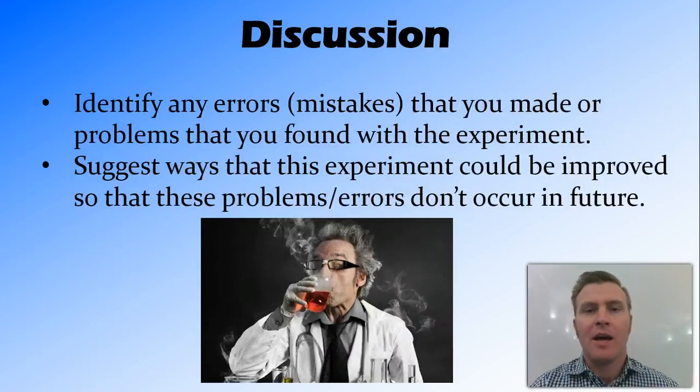You also need to both identify errors that you made as well as talk about the problems that you found with the experiment. So you might not have noticed that there was going to be a problem before when you were designing your experiment, but when you actually started doing your experiment, you decided, oh no, I would have been able to do it better in a different way. So this is where you include that. So we want to suggest ways to improve the experiment to both stop us from getting those errors as well as correcting any of those problems.